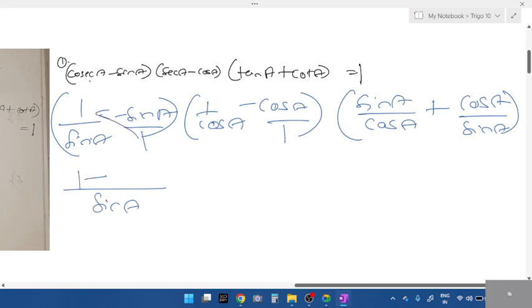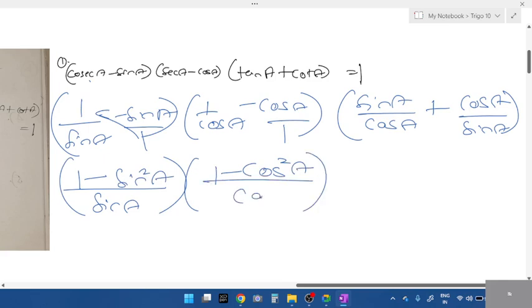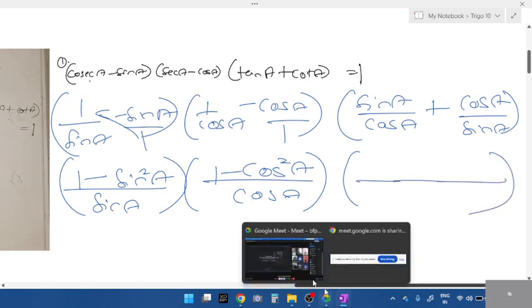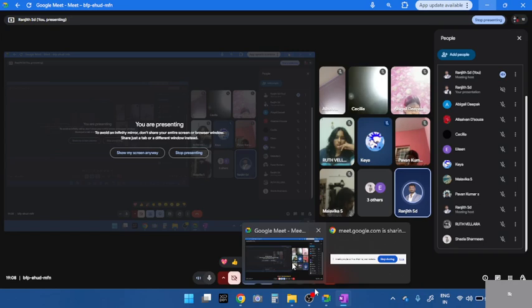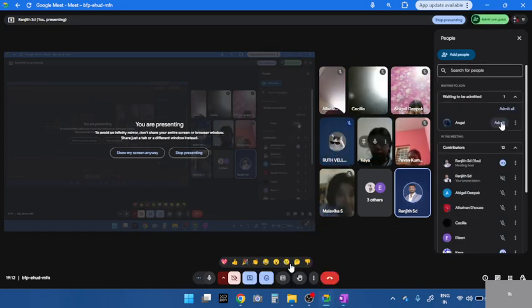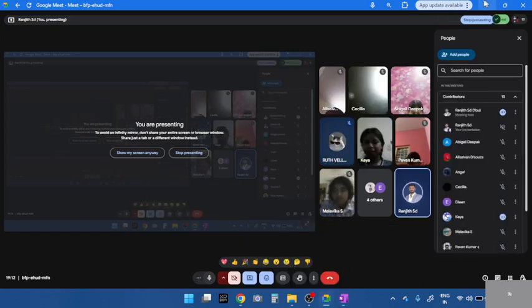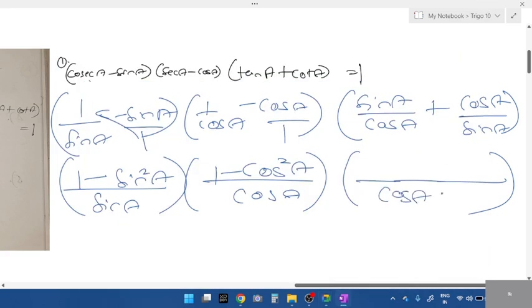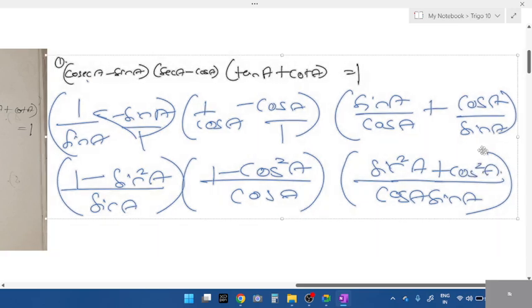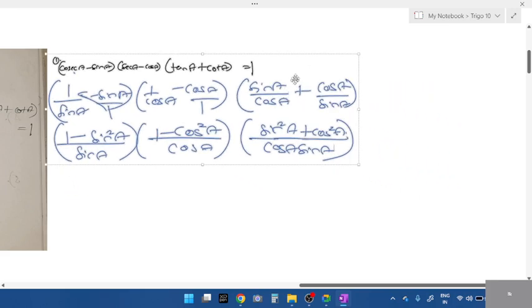1 into 1 is 1. Sin A into sin A is sin square A. So we get (1 minus sin square A) divided by sin A, multiplied by (1 minus cos square A) divided by cos A. Here, how do you take LCM, students, when the denominators are different? Cross multiply. You write the denominators together, right? Cos A into sin A, and then cross multiply: sin A into sin A is sin square A plus cos square A. Now we have square everywhere. Wherever there is square, try to apply square relation.